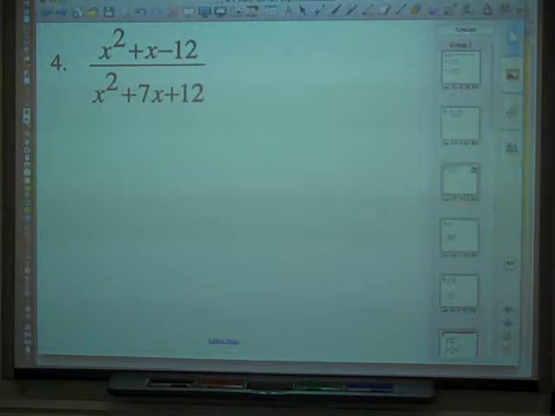Write down all the things that can multiply and make 12, like I always do, and then jump right out.